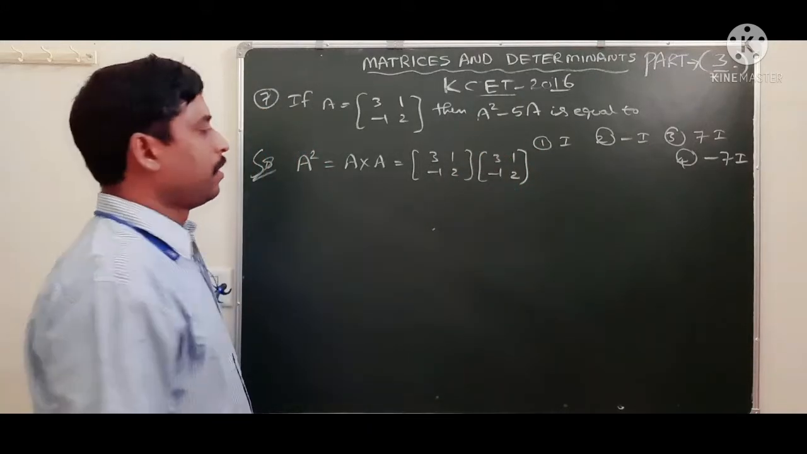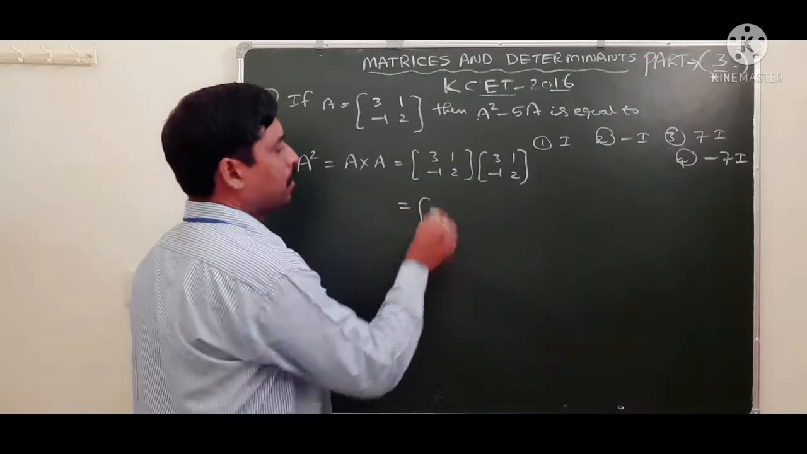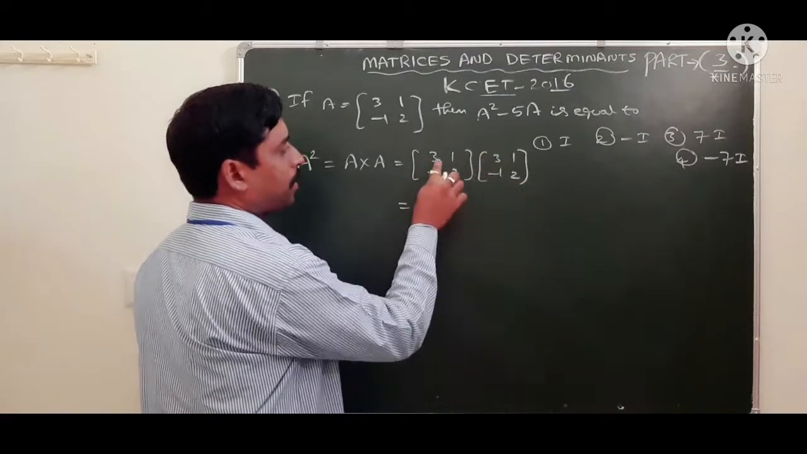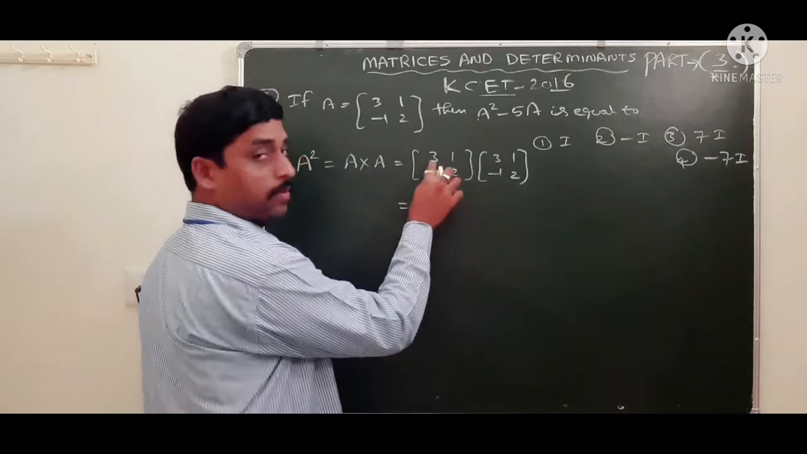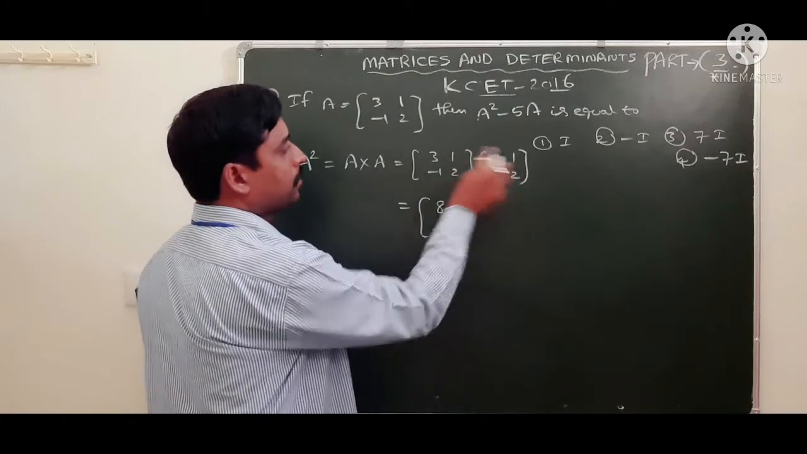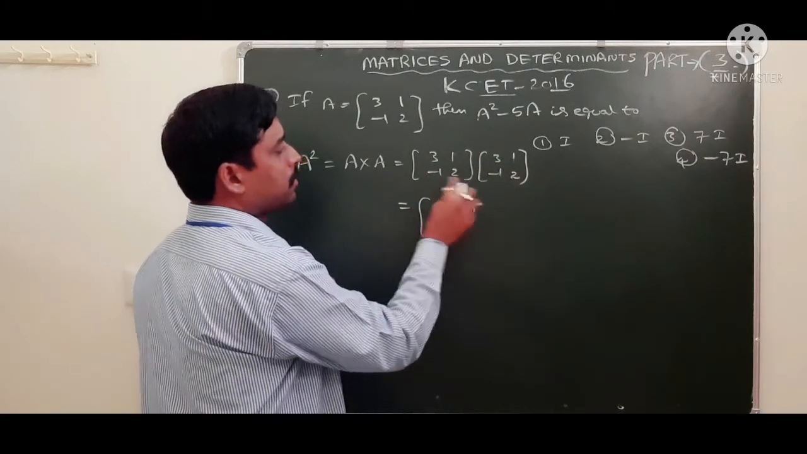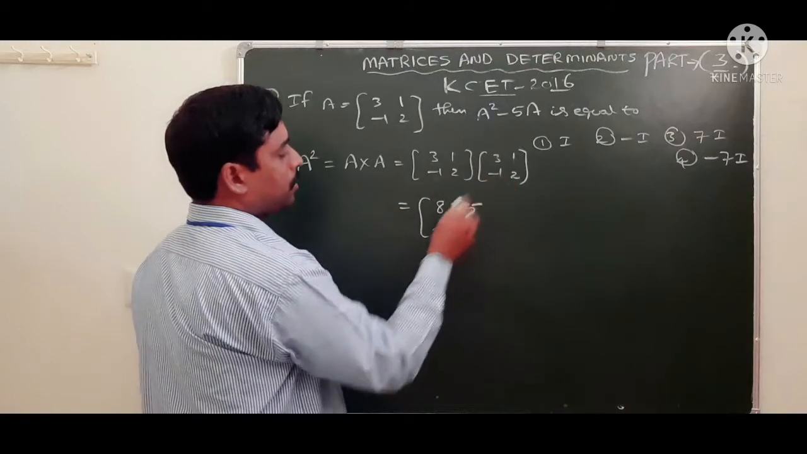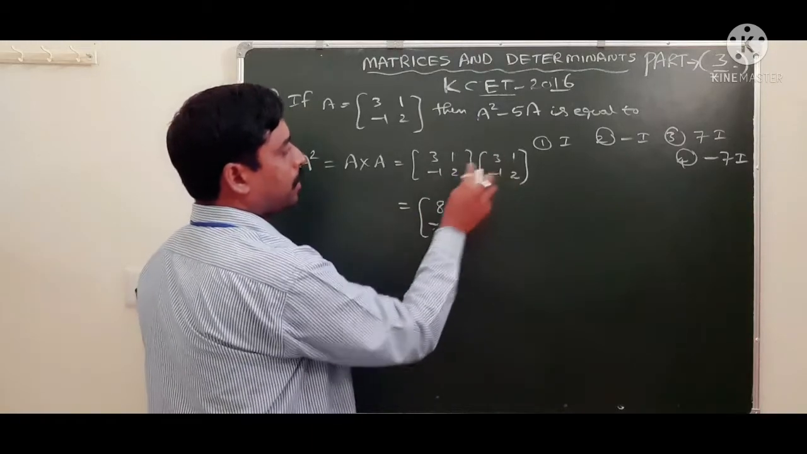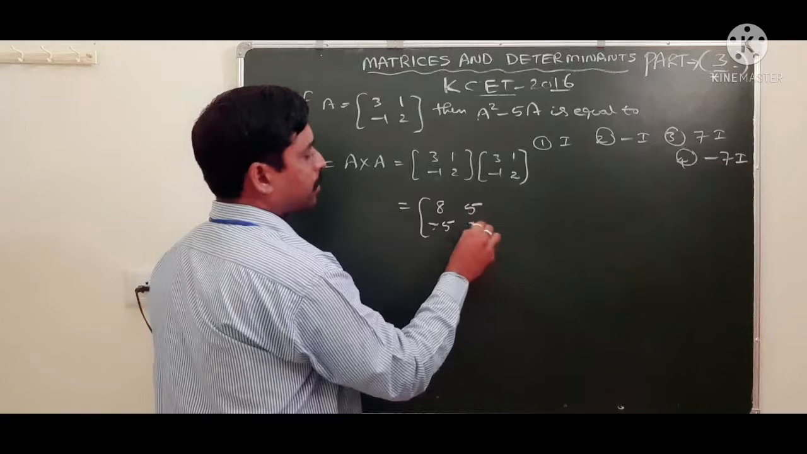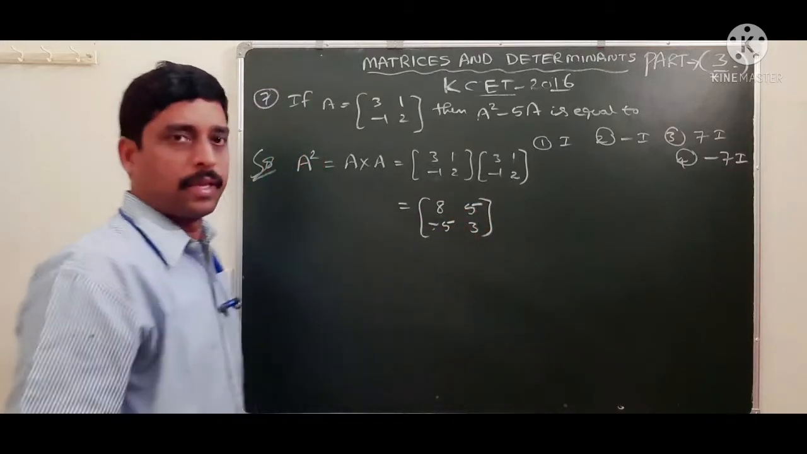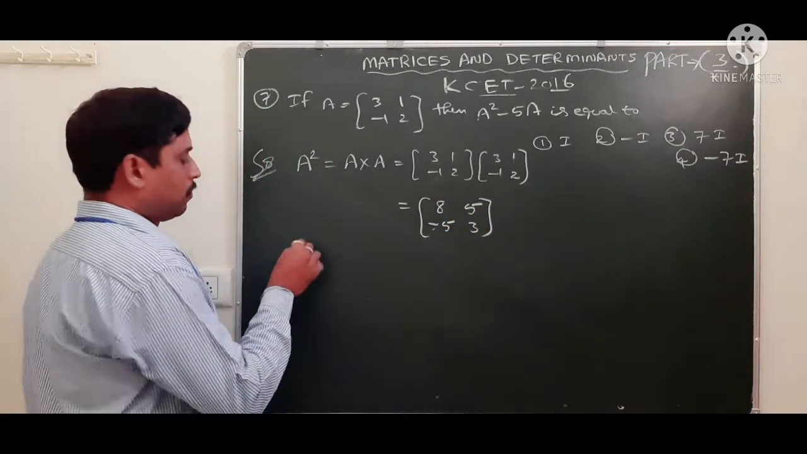Now we should multiply these two matrices. First row multiplied with the first column: 9 minus 1, 8. First row multiplied with the second column: 5. Second row, first column: minus 3 minus 5, minus 5. And second row, second column: minus 1 plus 4, 3. This is A square. So what is required?